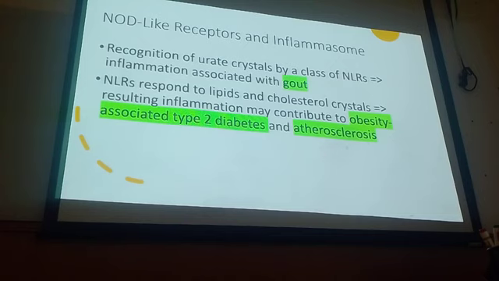It is very common to be questioned in the exams. What diseases are associated with activation of inflammasome in your exam? They may be questioned.